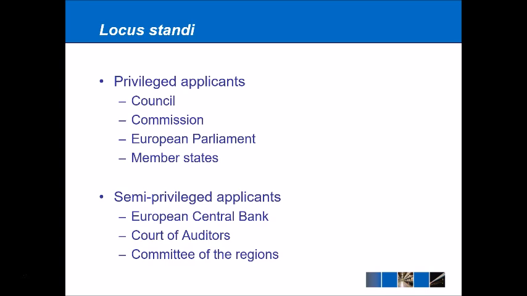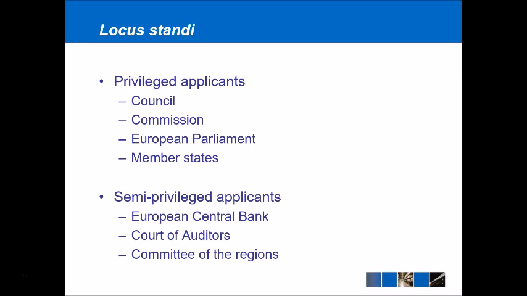So privileged applicants are the Council, Commission, Parliament and the Member States. And as we've said, these can challenge any legislative act or any piece of secondary legislation passed by the EU, as long as they've met the criteria of the 2-month time limit, and there are grounds for review, and obviously it's a binding act as well.